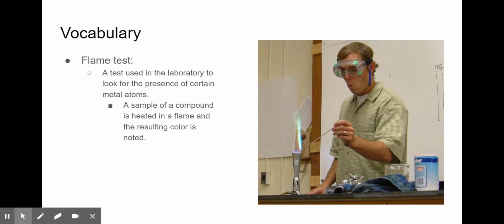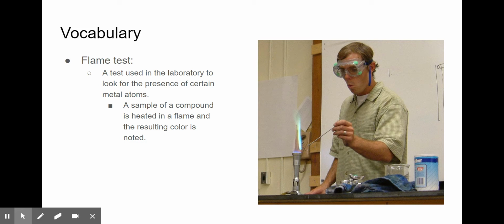So the one vocabulary term here is a flame test. It's a test used in a lab to look for the presence of certain metal atoms. So we take a sample of a compound, we heat it in a flame, and we make observations. We don't have to do any calculations. We're just making observations, and we do those with our eyes here, okay? We mark down whatever color is produced.